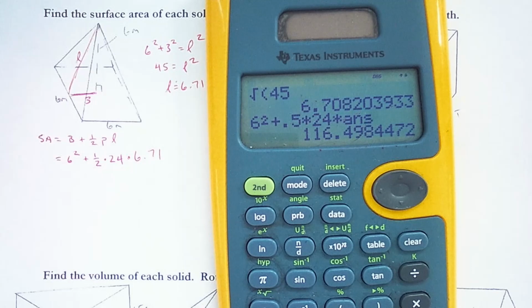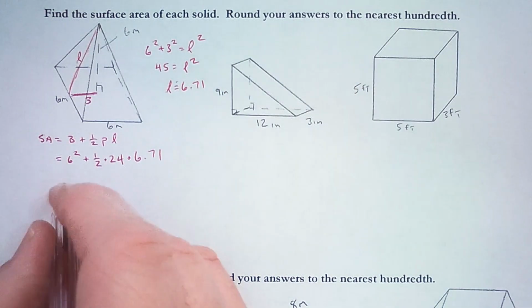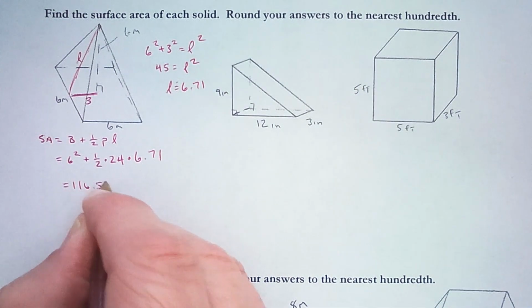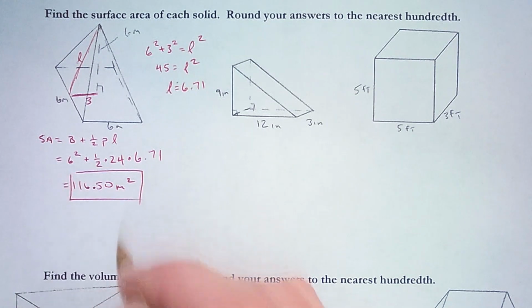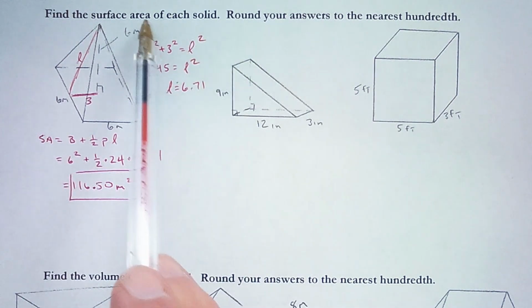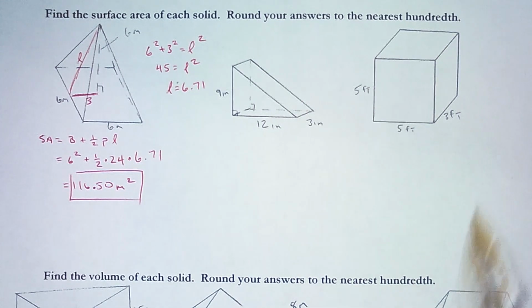And we get 116.498, so 116.50. And that is in meters squared. Okay, surface area, any kind of area, is units squared.